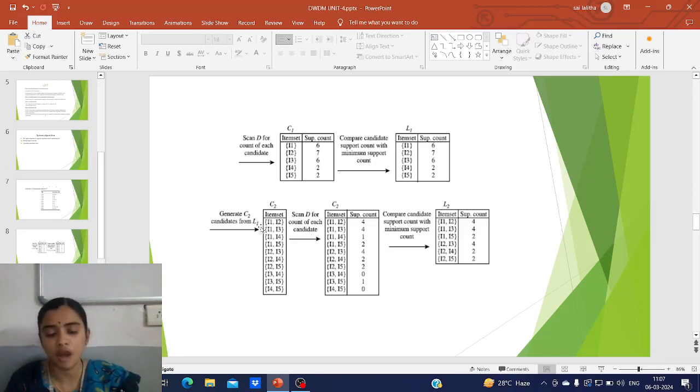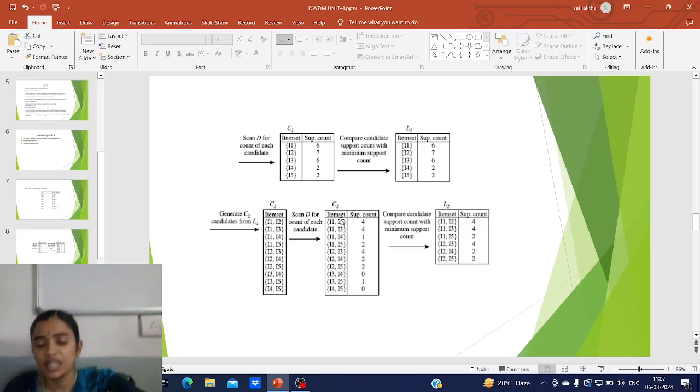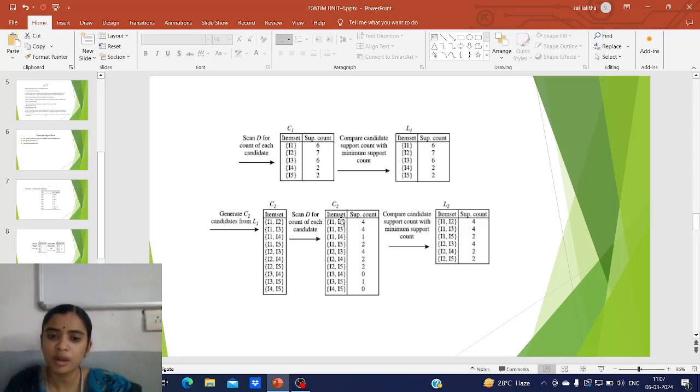Again, same procedure. You have to compare the support count of the item set with the minimum support count. Here you have to apply the pruning. Why do you have to apply the pruning? For example, for the I1, I4 item set, the support count is 1. So it does not satisfy the minimum support criteria. One is less than or equal to 2. The support count is not satisfied.